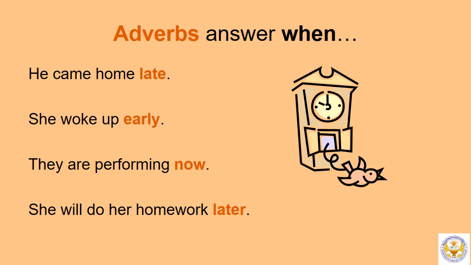Or we can use adverbs to answer when. He came home late. We have the adverb late to tell about when he came home. She woke up early. So we have the adverb early to tell when she woke up. They are performing now. So we have the adverb now to tell when. She will do her homework later. So we have the adverb later to tell when she will do her homework.